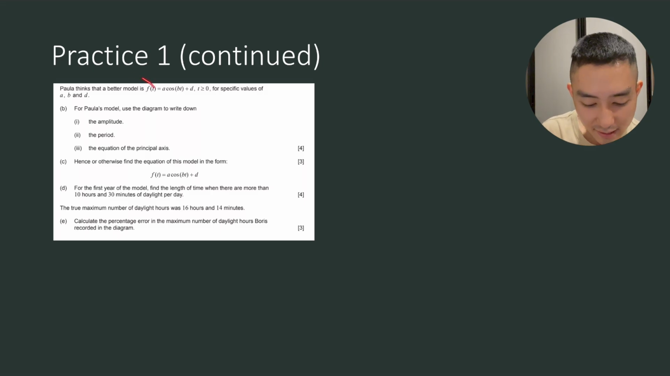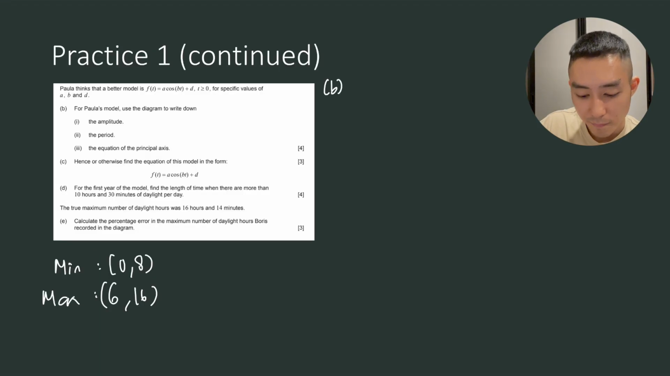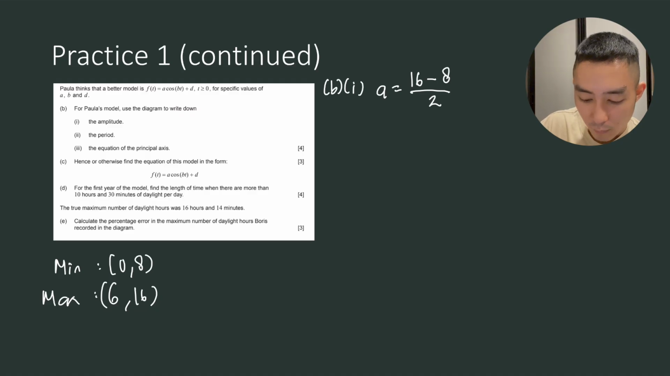Now, Paula thinks that there is a better model, which is using cosine for specific values of A, B, and D. And now we need to find the amplitude. Okay, so for B1, we know that the amplitude is y max, which is 16, subtracted by y minimum, which is 8, over 2, and we get that the amplitude is 4.